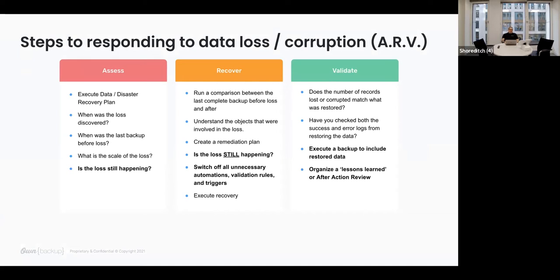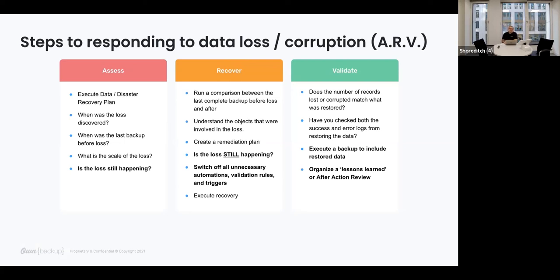When was the loss discovered? When was the last full backup that you completed? And also, do we have a backup that was done before that loss? And what's the real scale of the loss? Is it that 10 accounts, or is it 10 accounts, 20 contacts, 50 opportunities, and so on and so forth? And most importantly, and I say this in bold, is the loss still happening? If it is, you might want to stop it.